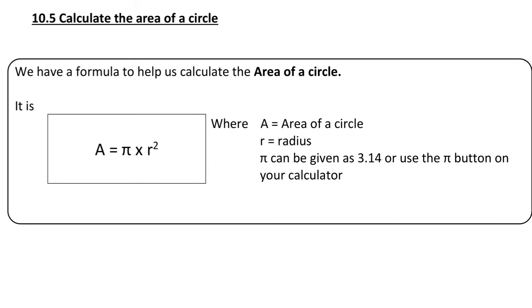Whenever we're thinking, and it's important that we don't get confused, circumference is π times d, and area is π times r squared. So one involves the diameter and one involves the radius. We just have to be careful not to mix those up. So π times d is the circumference and π times r squared is the area.